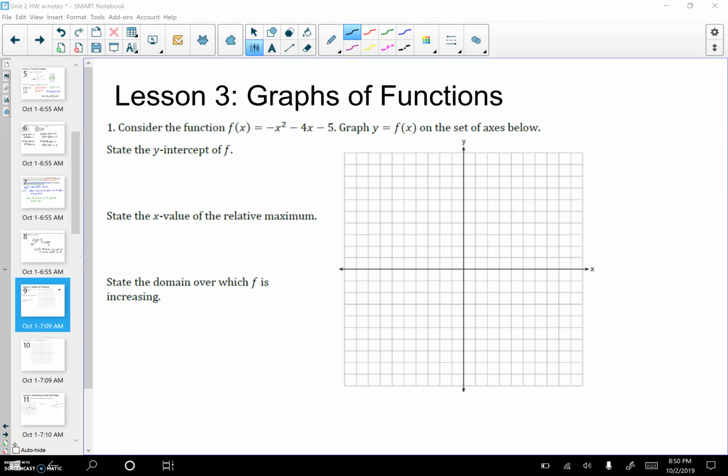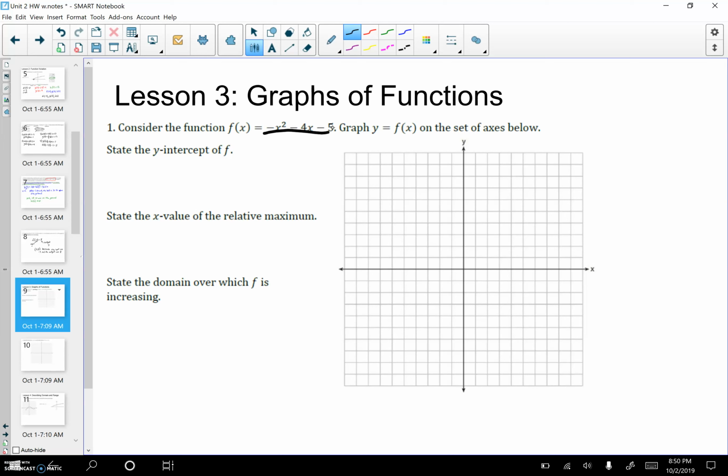For Lesson 3's homework, we're going to work on how we graph some of our, I would say, new challenging functions and identify some of the key pieces about it. So for the first one, we want to graph f of x equals negative x squared minus 4x minus 5.